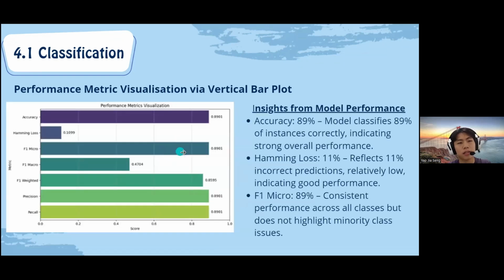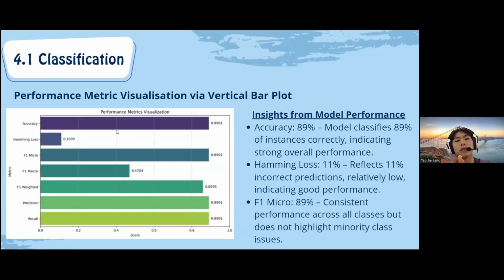Okay. So this is the result of the plot. For accuracy, we achieve 89%, meaning that our model correctly classified 89% of instances. This is a strong performance. And Hamming loss is at 11%, so our model makes incorrect predictions for about 11% of instances. Since a lower Hamming loss is better, this suggests good performance for our model.